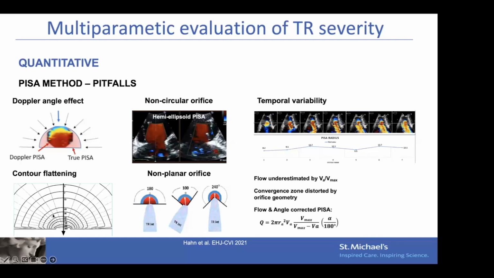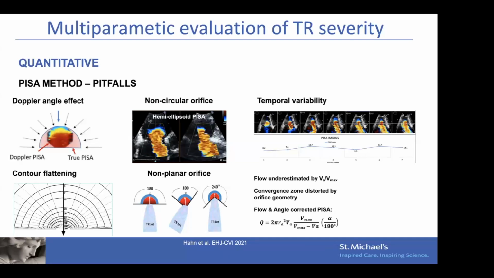And this is more relevant for the tricuspid valve because it has been shown that the underestimation of flow as a consequence of this is proportional to the ratio between the aliasing velocity and the maximal velocity. And because maximal velocities are lower on the tricuspid side because of the lower driving pressures, the underestimation is more significant for TR than, for instance, for MR.